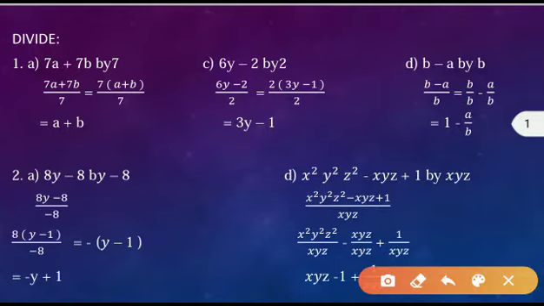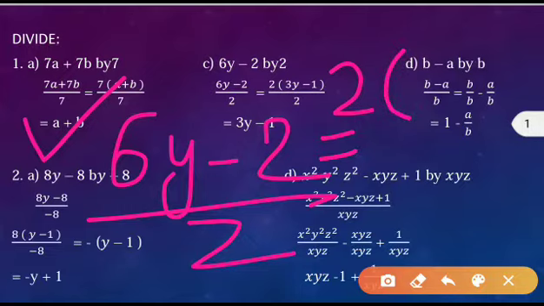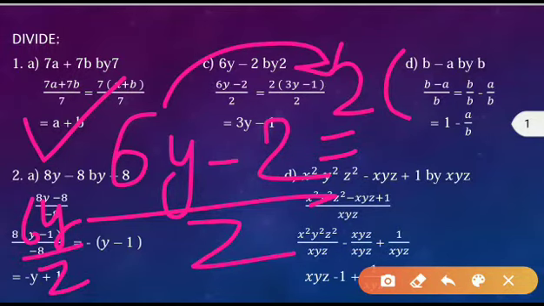In the next question, 6y minus 2 by 2. So first of all, write it in a mathematical form: 6y minus 2 upon 2. From the numerator, you can take out a common 2. If you take out common 2, in the first term we do 6y by this 2 and it will give you 3y. So in the place of the first term, write 3y.